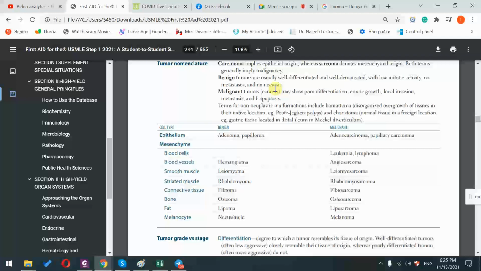While malignant tumors, cancers, may show poor differentiation and erratic growth. They grow all over the place, they don't really care where they grow, they just want to grow. They lead to local invasion and they can even metastasize. Metastasize means the movement of the tumor from one organ to another organ.